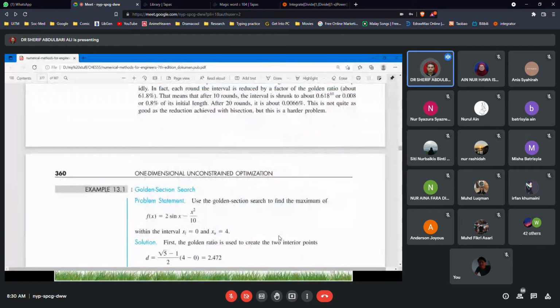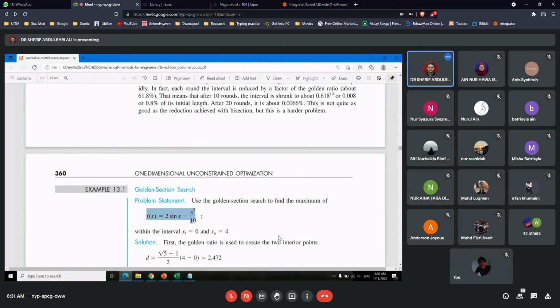So this is our example in the textbook. Use the golden section search to find the maximum of this function. Write the function within the interval of x lower equal to 0 and x upper equal to 4. This is the function that we are going to use.